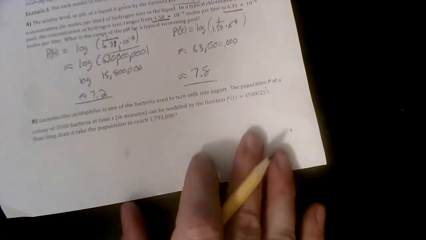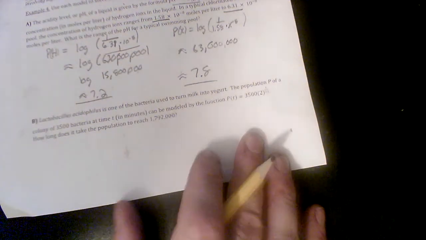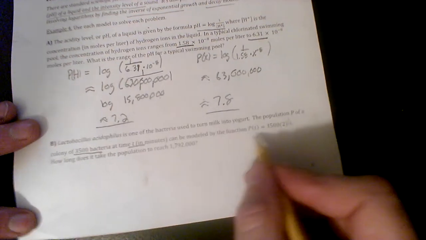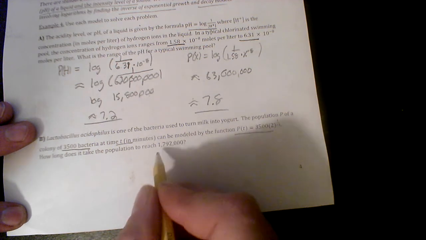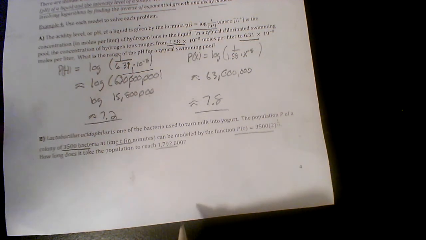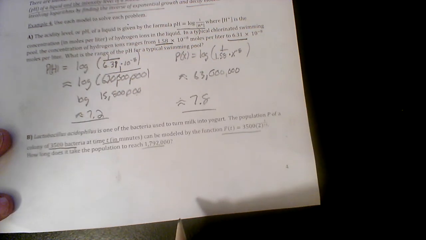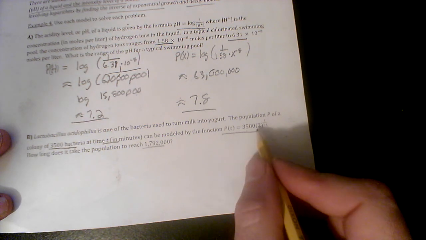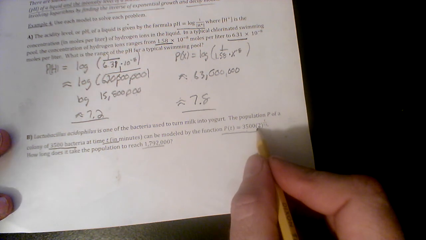Now, let's do the hard one. There is a harder one here. Alright. So, I have this last problem down here, and it says the population of a colony of bacteria of 3,500 bacteria at a time t in minutes can be modeled with this function. How long does it take the population to reach this? So, we're going to start off by just writing this as a logarithmic function. I've got to solve this. I've got my exponent here and so on, and we're going for it.